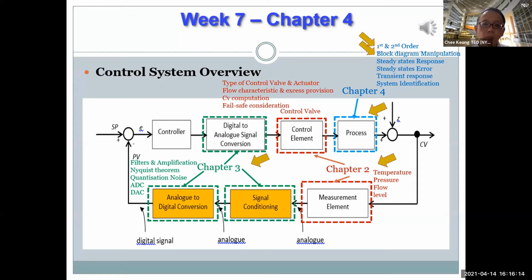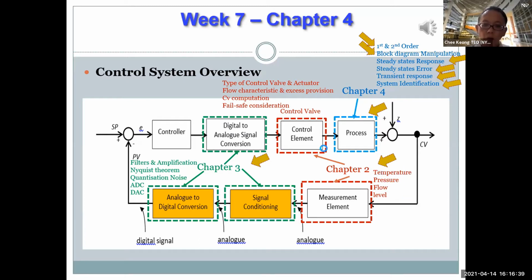Following that we will discuss first order and second order systems and their characteristics. We will go further by introducing students to steady state response and steady state error. We will also introduce students to analyzing the time domain parameters as well as system identification. Okay, basically this diagram is to give you the overall picture.